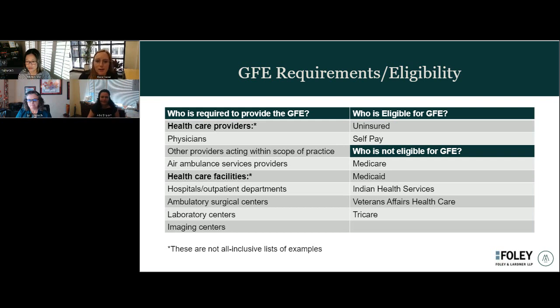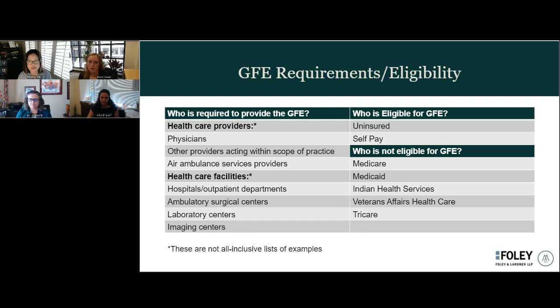Hi, everyone. So first, we're going to talk about who is required to provide a good faith estimate. And like I mentioned before, it's a very broad term. It includes healthcare providers, which is defined as any provider working within their scope of practice. And then healthcare facilities is similarly very broad. It's institutions that are licensed by the state to provide healthcare services. So we've had some of the examples on the screen of healthcare providers are physicians, other providers acting within their scope of practice, and air ambulance services providers are particularly called out.